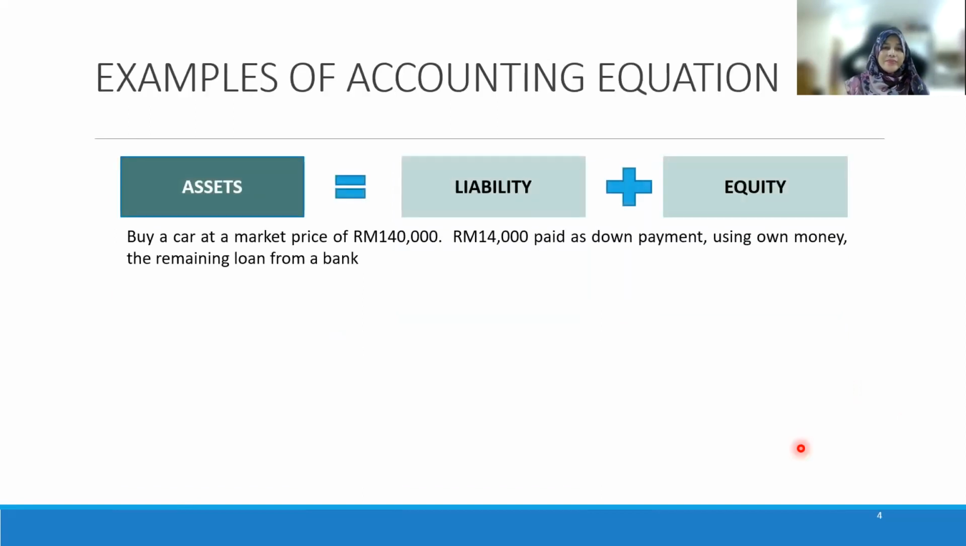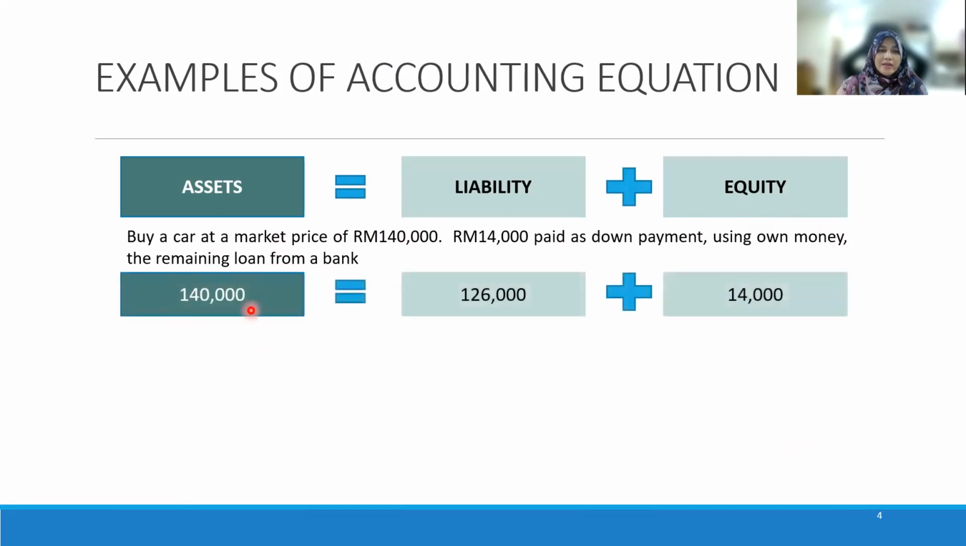Okay, example of the accounting equation. For example, you buy a car at a market price of 140, with 14,000 paid as down payment, meaning your own money. The remaining comes from a bank. So 140 is the value of the car which you buy, 14,000 comes from the down payment, which is your own money, and the remaining 126 comes from the loan. The loan is the liability to the bank.